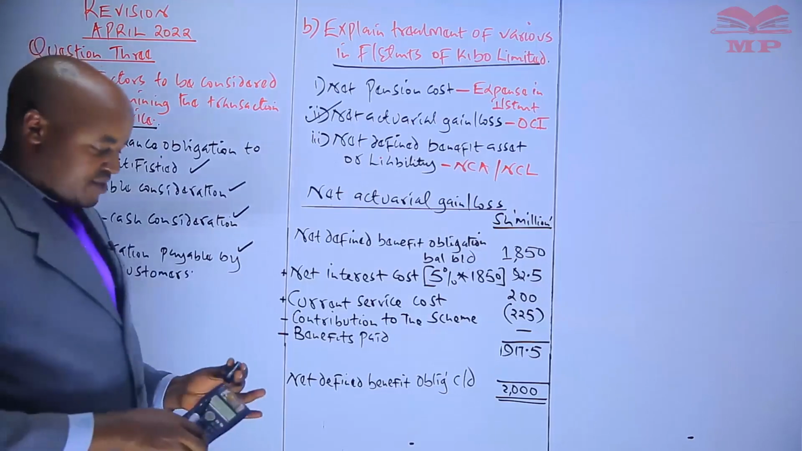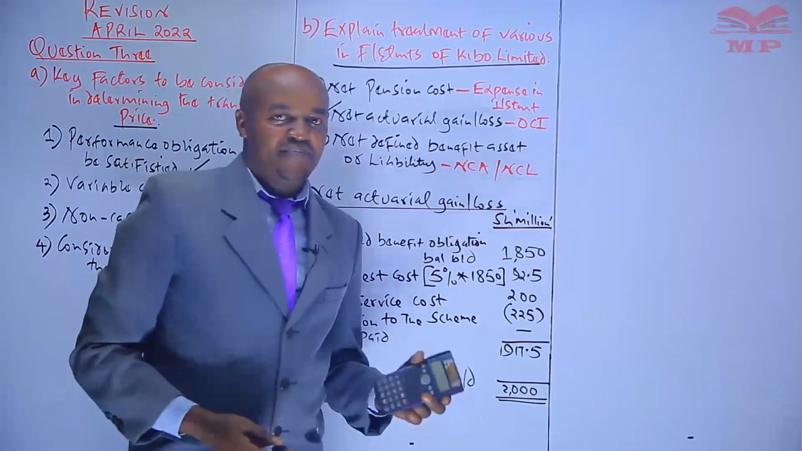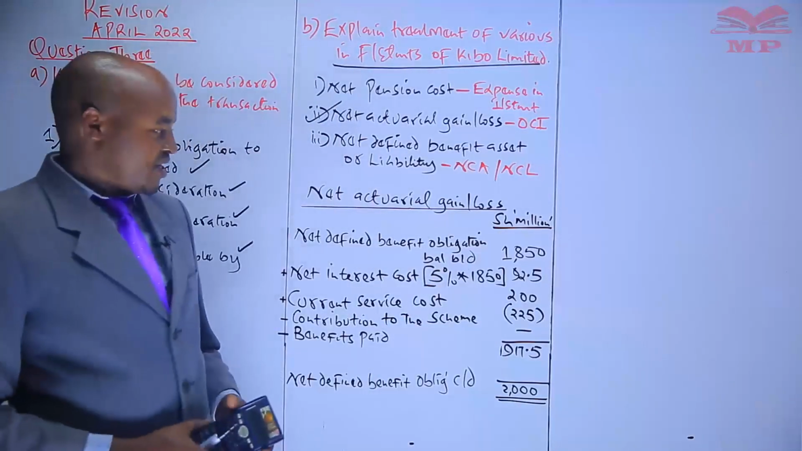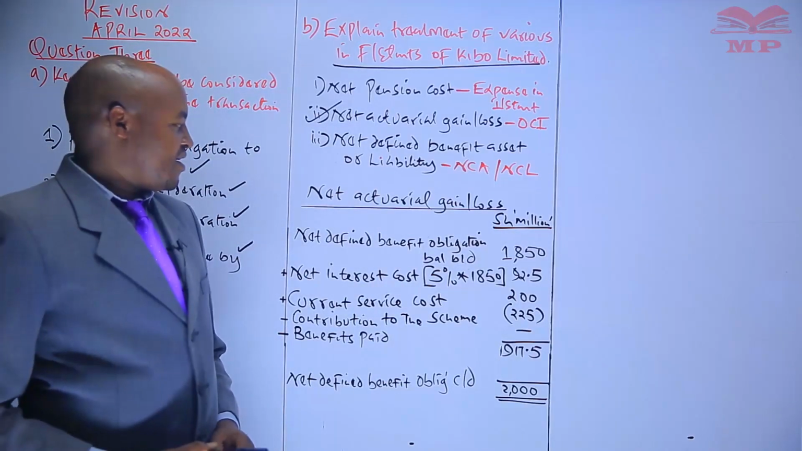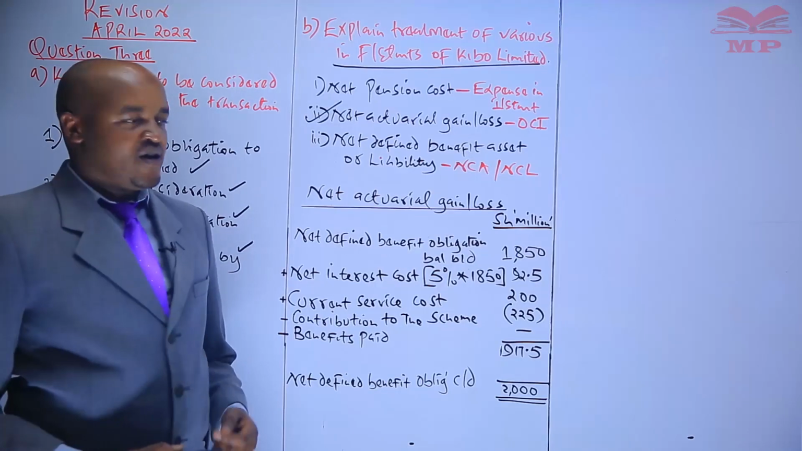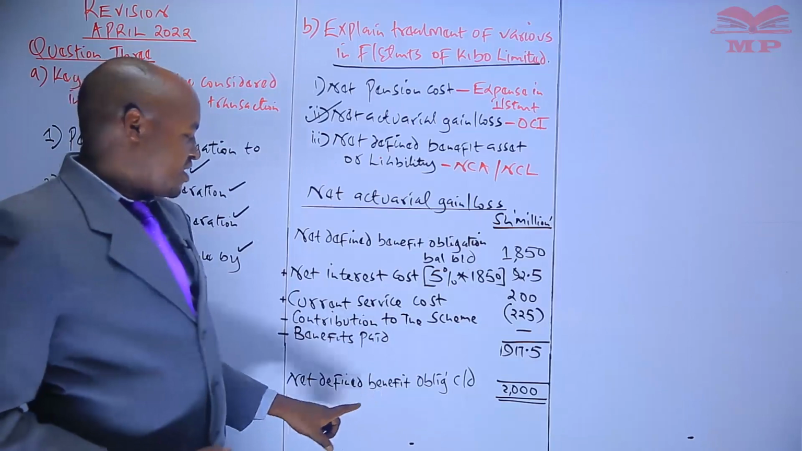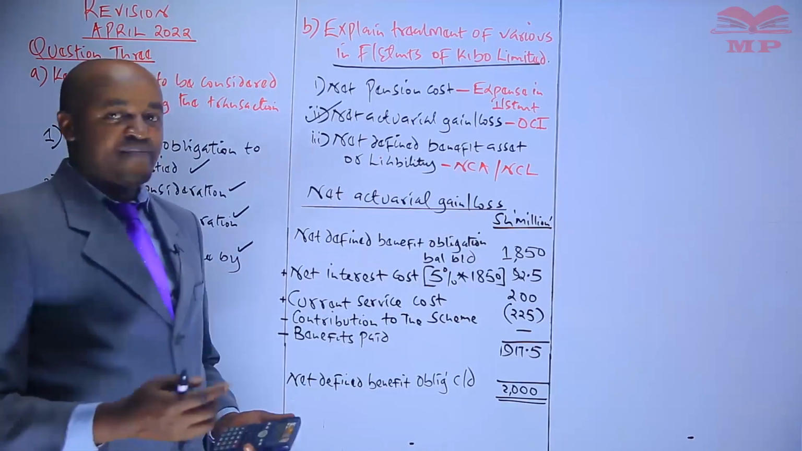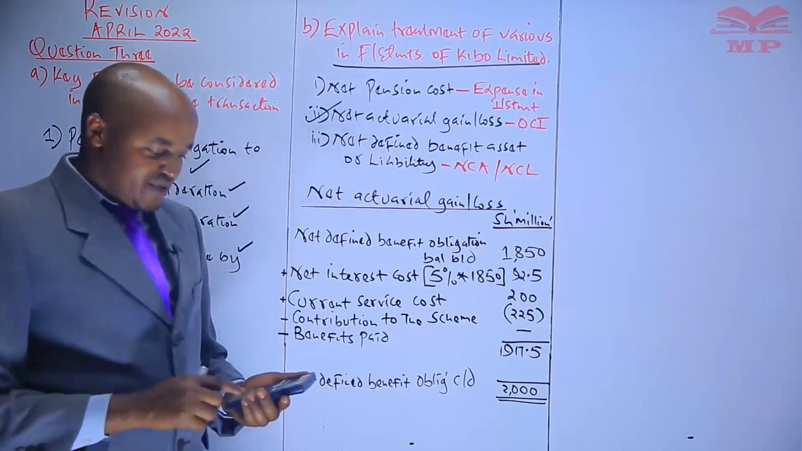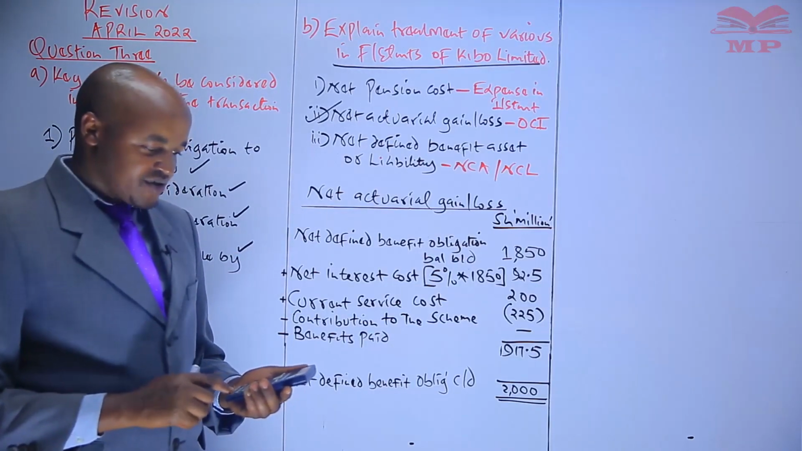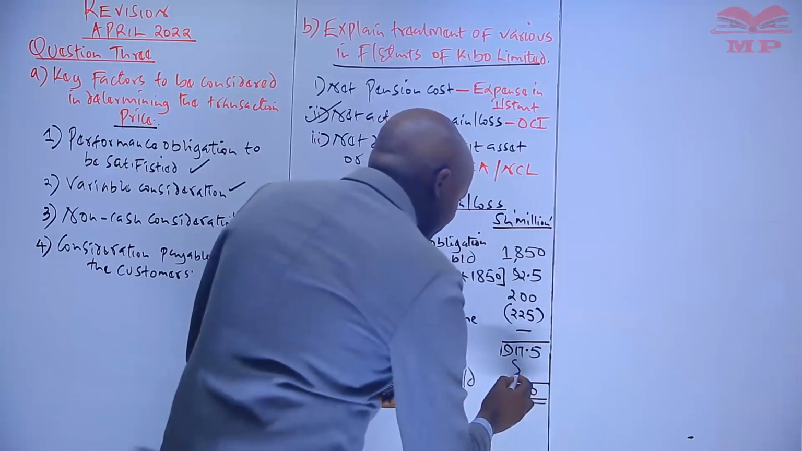So basically we need to compare these two, and remember that a net defined benefit obligation is essentially a liability. So what this means is that the company expected the net defined benefit obligation to be 1917.5. This is the expected net defined benefit obligation, but based on the actuarial valuation done at the end of the year, the net defined benefit obligation at the end of the year was determined to be 2,000. So we can say that there is an increase in the value of the liability. How much is our increase? We get the difference. The difference here is 82.5.